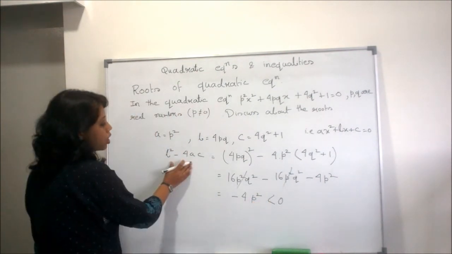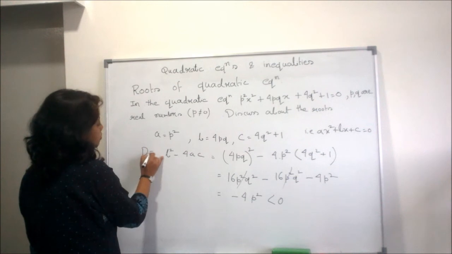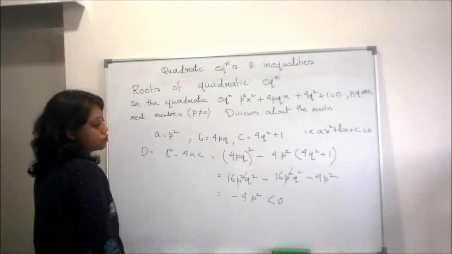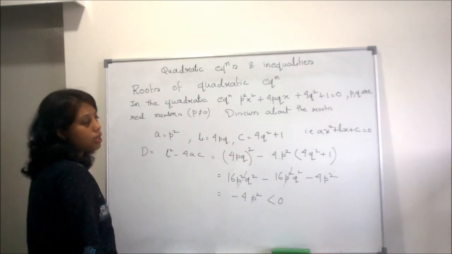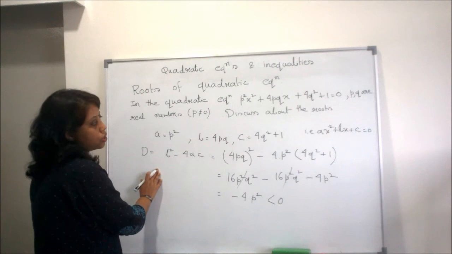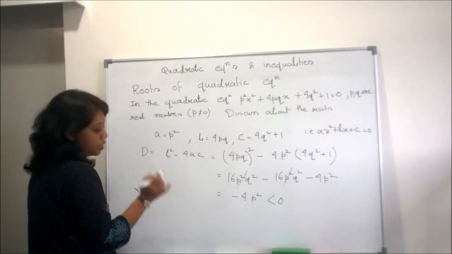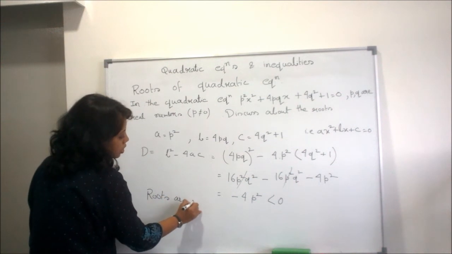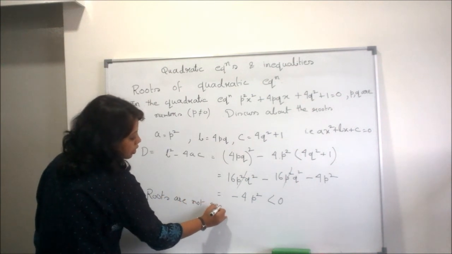So what we have got is the discriminant b square minus 4ac is less than 0. So what we can conclude from here is that the equation doesn't have any real root. So roots are not real. So the conclusion is here, roots are not real.